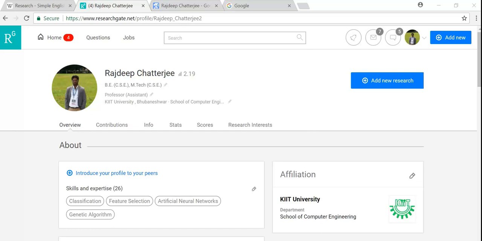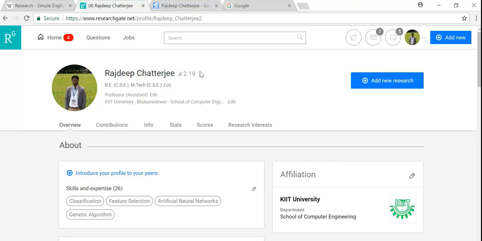But once you have logged in to this website, it will look like this page. This is the home page: your name, your designation, your current affiliation, and your degrees. And this is very important, that is known as the RG score. In my case, this is 2.19.